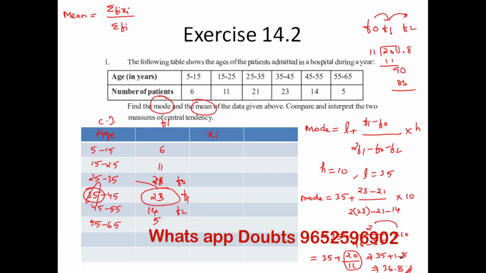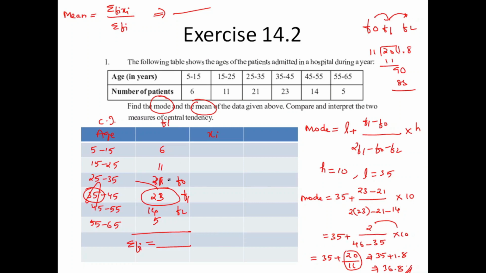Similarly, let us look at the mean value now. To find the mean value, you will require sigma of f of i x of i divided by sigma of f of i. So when I'm doing the summation of the frequencies, this is 9, 21, 30, 44, 47, plus 23, that comes out to around 80.